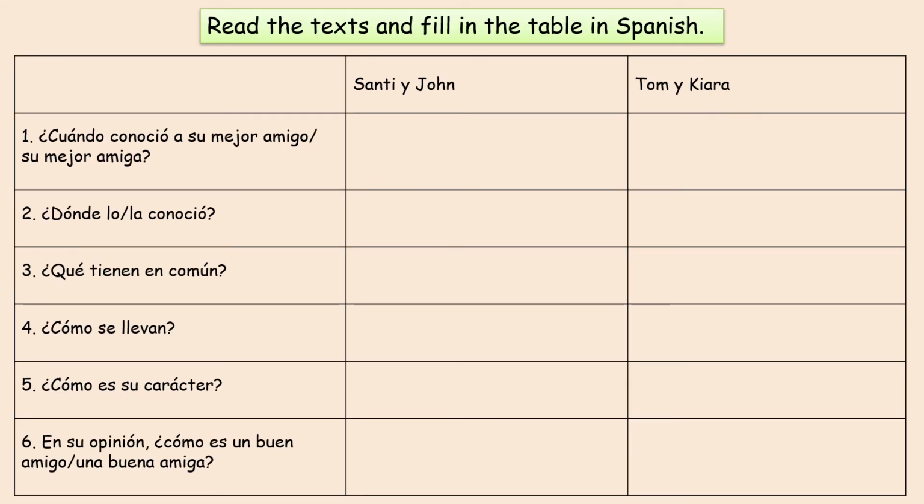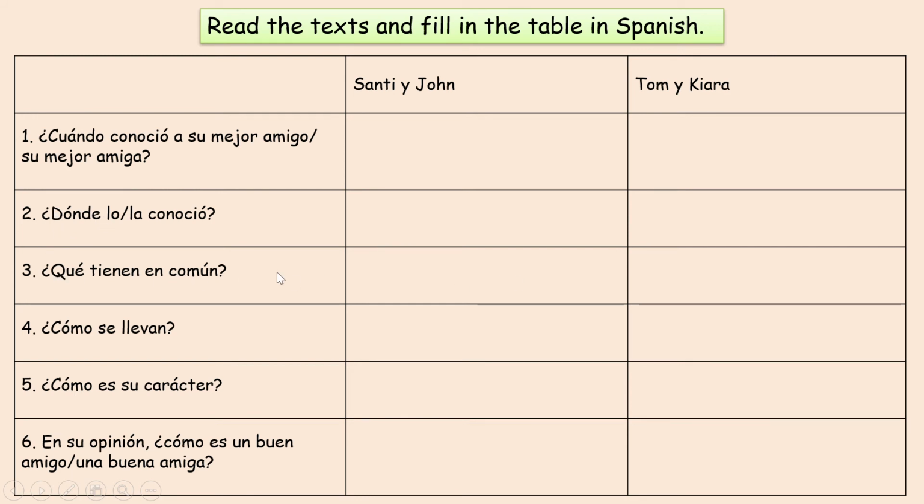Okay, you've got to go back to the text now, so feel free to rewind the video and pause, and you've got to read the text and fill the table in Spanish. You can do this in bullet point form or in full sentences. I suggest you read the questions first and then you pick that out for each person. So question number 1. When did he or she meet his or her best friend? Number 2, where? Number 3, what do they have in common?